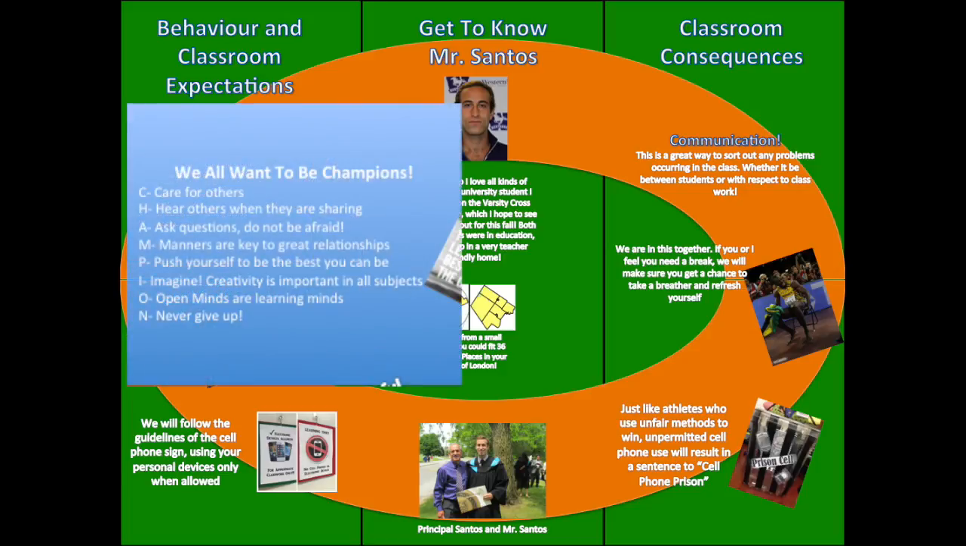On my expectation page, I decided to create an acronym with the word champion. This relates to the track theme, but also is a sign of success, something we should all strive for. I used various classroom and behavioral expectations to fill out the acronym that I felt were important to a classroom. I hold things like caring and sharing to a high regard, and think that the way students treat and interact with each other is the basis of a successful year.